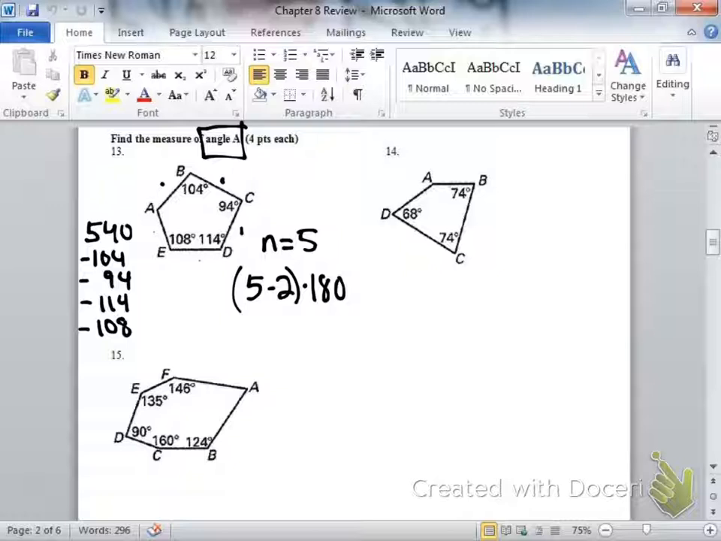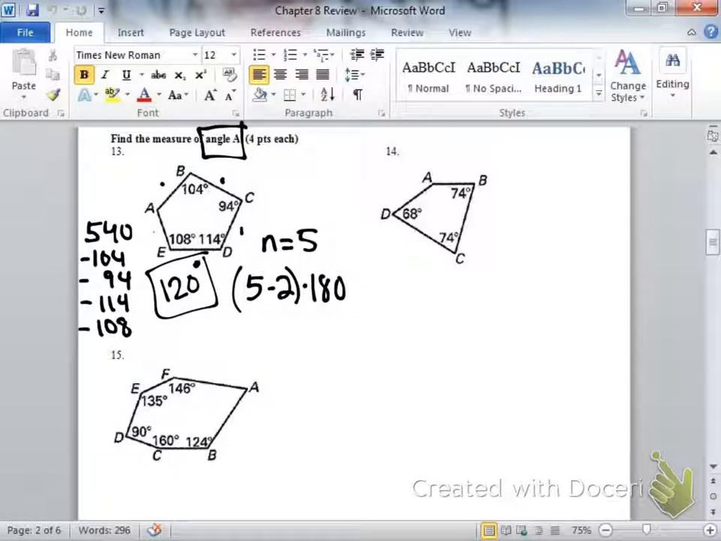It might be useful to put one of these examples on your note card since there's not really a formula beyond the n minus 2 times 180. Or make a little note like when finding the missing angle, subtract from the sum, something like that. I am coming up with angle A to be 120 degrees on number 13. Any questions?